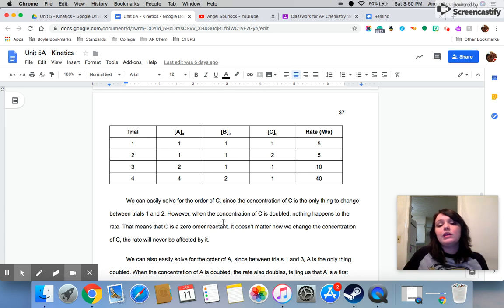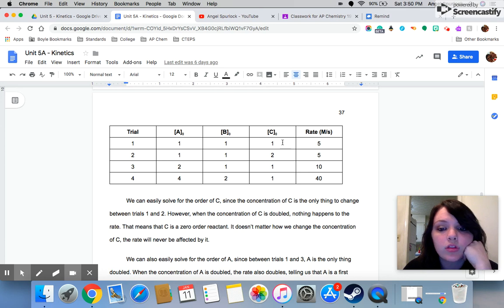Well, let's start with A because it's the first one and it's the easiest to start with. So I need two trials where the concentration of A is changed, but the concentration of everything else stays the same. Well, it doesn't change between 1 and 2. It does change between 1 and 3, and B stays the same between 1 and 3, and C stays the same between 1 and 3. Okay, cool. So I can use trials 1 and 3 to help me determine the order of the reactant A.